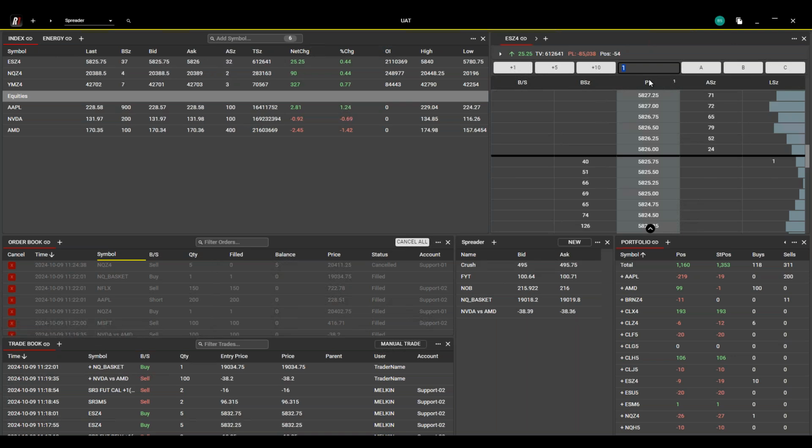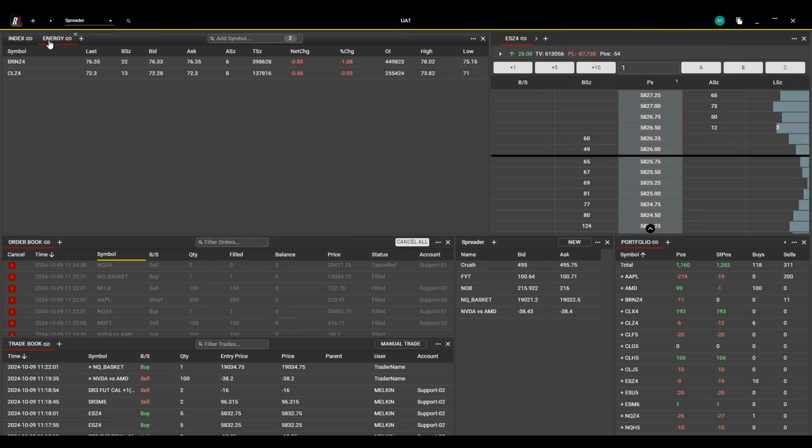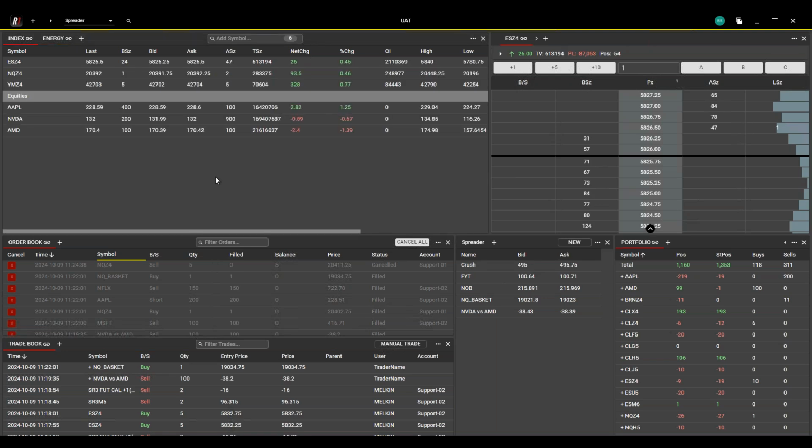I'm going to start with a very basic spread today, but I want to just do a quick overview of what you are looking at here in my workspace. So in the top left corner, I've got my hot watch separated with a couple of index symbols and equity symbols, and in another tab, a couple of energy symbols because we are going to create a CL versus BRN spread today. So we can keep an eye on our energies that way.